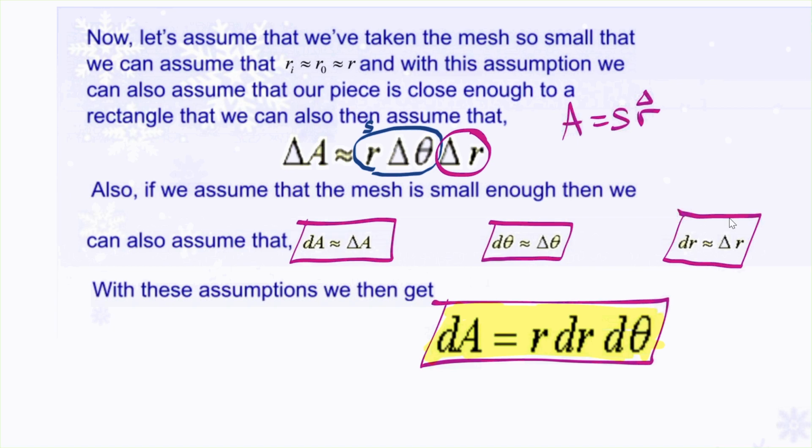So this is the main idea for doing the coordinate change, is that we can't just say dA is dr d theta. It is not. dA is r dr d theta.